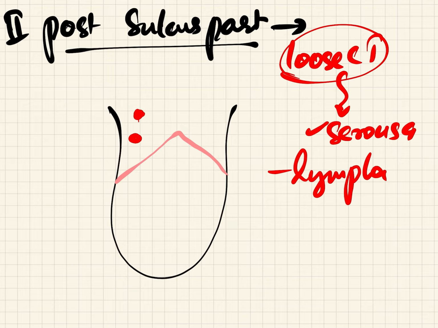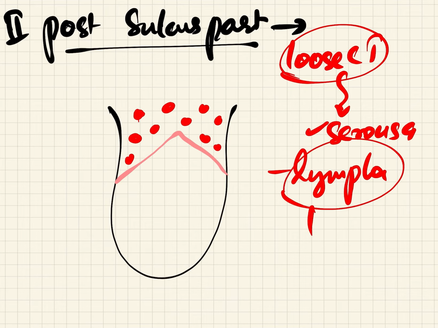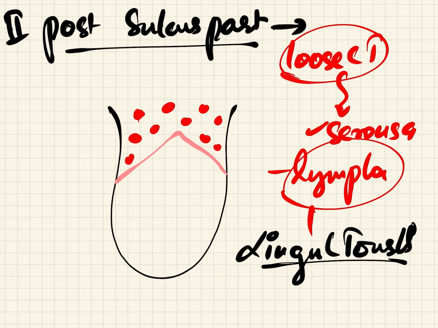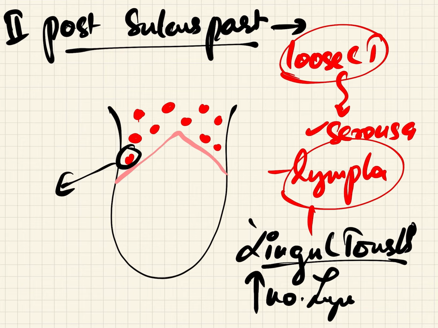So the aggregation of the lymphatic follicles you'll be seeing in the post-sulcus part. These lymphatic follicles are nothing but the lingual tonsil. Okay, they are called the lingual tonsil. Each follicle will be having more number of lymphocytes. This is all about the post-sulcus or the pharyngeal part of the dorsal surface.